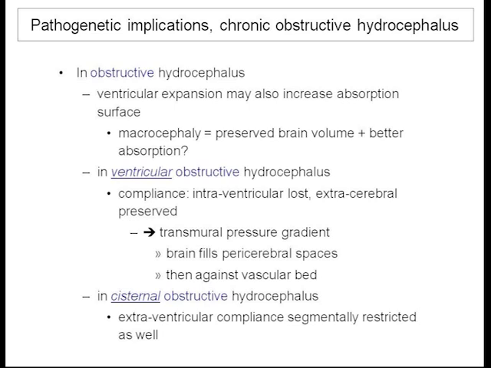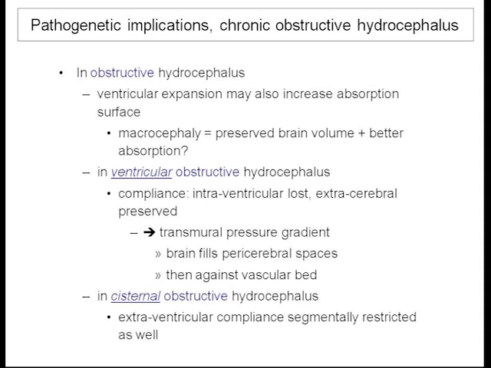Also, if you consider that by expanding the size of the skull, you are expanding the surface of the brain, and even if you decrease the thickness of the brain mantle, still the global brain volume will remain normal. So you have a normal brain, and by increasing the surface, you will have a normal absorption, and it may be a way of good compensation, and that would explain why some untreated cases of hydrocephalus are doing well. Another thing is that in the ventricular obstructive hydrocephalus, the compliance is lost in the ventricles and not outside, and that's what I said before.